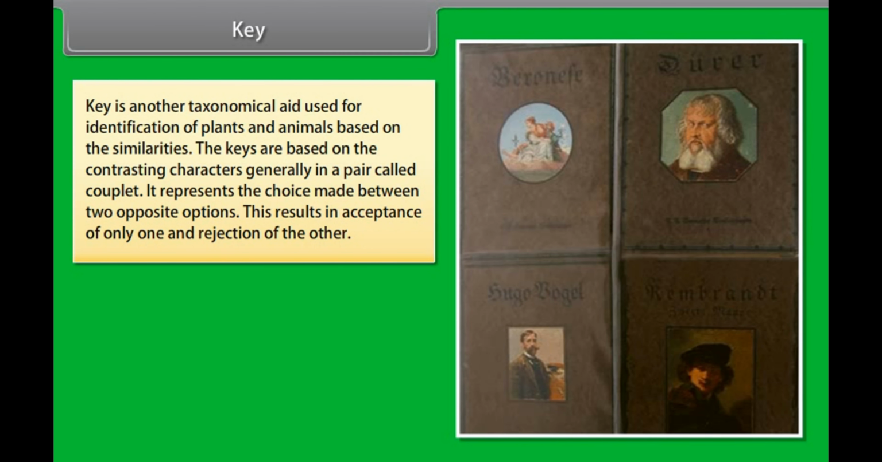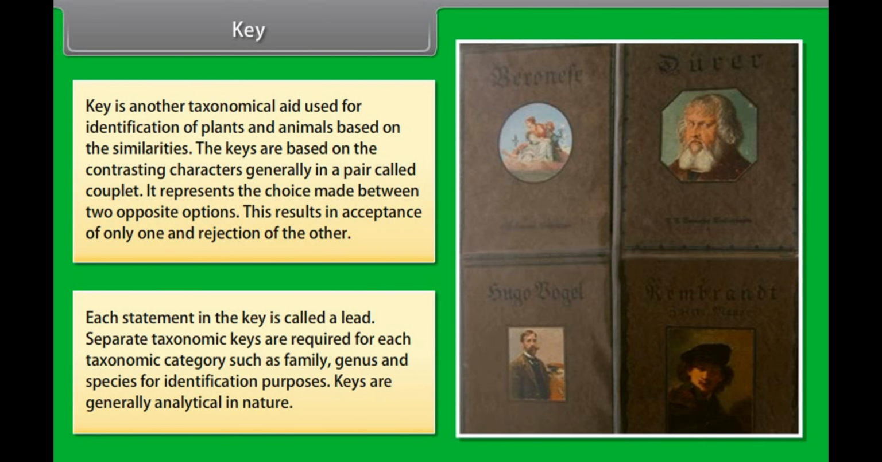Key. Key is another taxonomical aid used for identification of plants and animals based on similarities. The keys are based on contrasting characters, generally in pairs called couplets. It represents the choice made between two opposite options. This results in acceptance of only one and rejection of the other. Each statement in the key is called a lead. Separate taxonomic keys are required for each taxonomic category such as family, genus, and species for identification purposes. Keys are generally analytical in nature.